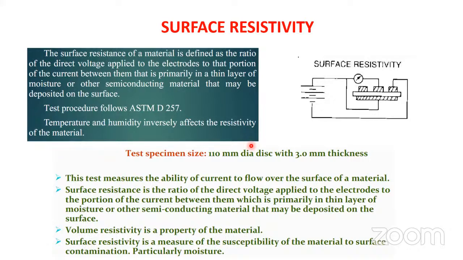Surface resistance is the ratio of the direct voltage applied to the electrodes to the portion of the current between them, which is primarily in thin layers. Volume resistivity is a property of the material. Surface resistivity is the measure of the susceptibility of the material to surface contamination.